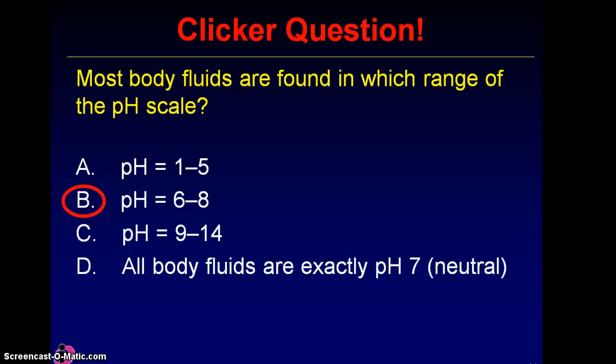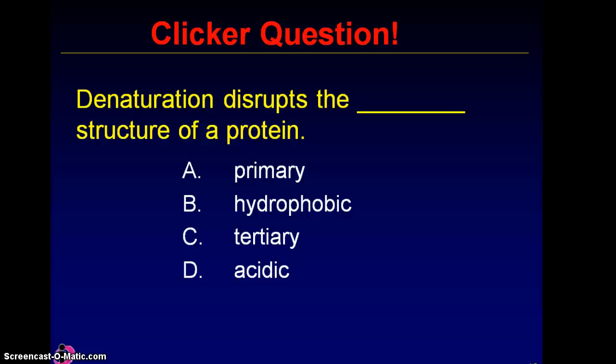And lastly, denaturation disrupts the blank structure of a protein. When a protein gets denatured, is it the primary structure that's been disrupted, the hydrophobic structure, the tertiary structure, or the acidic structure? If you guessed tertiary structure, that is correct. If any protein has been denatured, that means that it has lost its three-dimensional tertiary structure. Generally that will be a result of the protein being exposed to extremes of temperature compared to what is optimal, or extremes of pH compared to what is optimal.